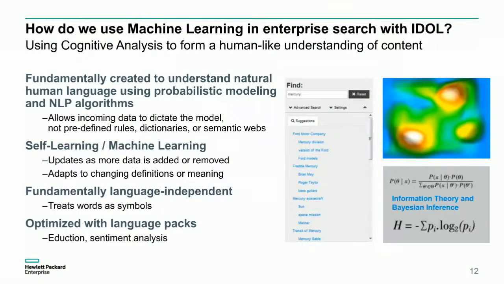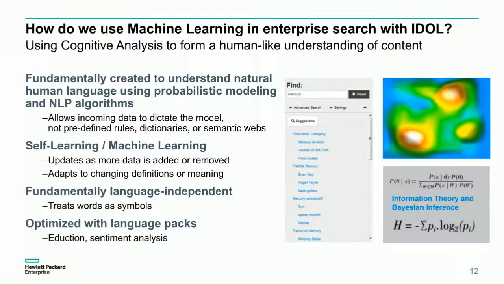Bayesian inference, which uses prior information to change a model of understanding, allows IDOL to use probabilities to determine which concepts pattern together based on what has already been observed. So we use those two algorithms to gain a human-like understanding of unstructured information in just the same way that the human brain does.